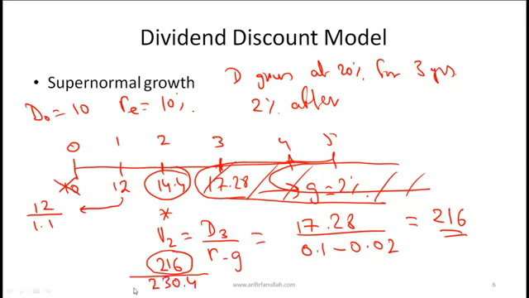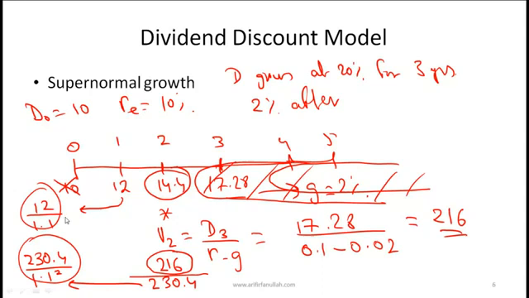So all we need to do is discount 230.4 back 2 periods. So that should give us 230.4 divided by 1.1 squared. So then we calculate this number and this number and add the two, and that should be the value of our stock. Make sure you understand this. There will be several problems in the curriculum as well as in your study notes where you are given a situation such as this. Once you've understood it, make sure you practice it a few times.